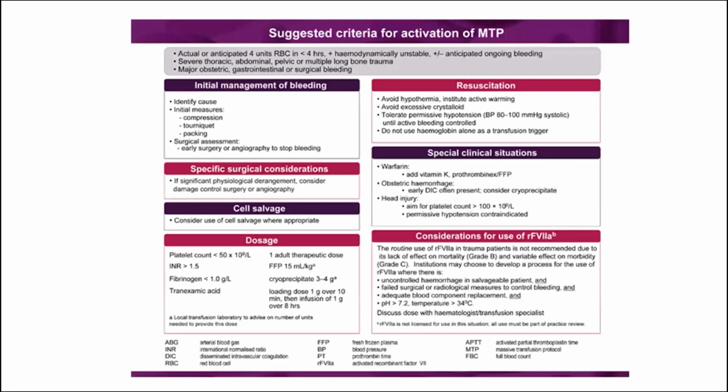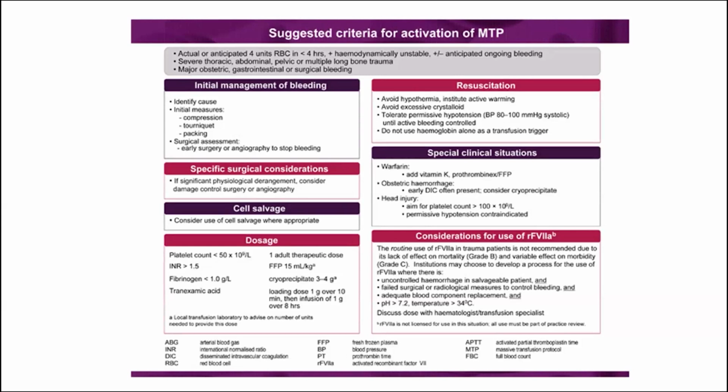This is an example of one hospital-based activation protocol. As you can see, there is initial management, specific things, and they have involved cell salvage. They've pre-specified the dosages: one adult therapeutic dose, especially if the platelet count is less than 50,000. An adult therapeutic dose can be either 4 to 5 bags of RDPs or 1 bag of SDP. For INR, they've specified 15 ml per kg of FFPs. If it is cryo, they have specified 3 to 4 grams of cryoprecipitate.